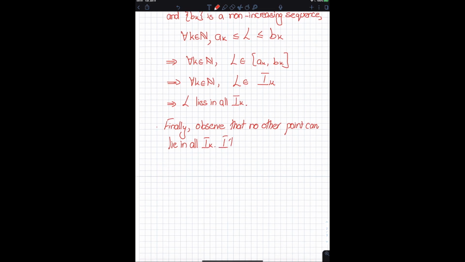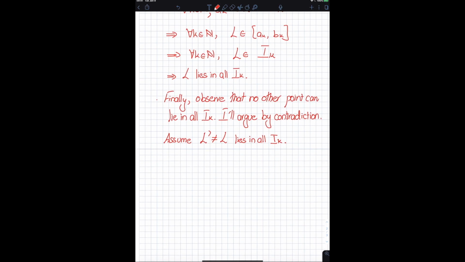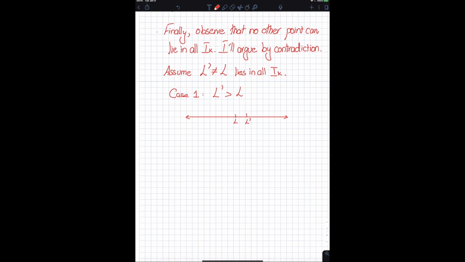I'll argue by contradiction. So there are two cases to consider. Before I lay out the cases, let's assume L prime, which is not equal to L, lies in all I_k. I'm going to prove that both cases lead to a contradiction. Case number one: L prime is greater than L. On a number line, if this is L, then L prime is right here. So this is case number one.